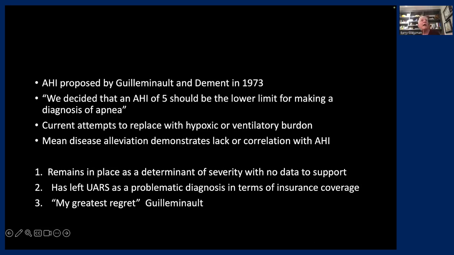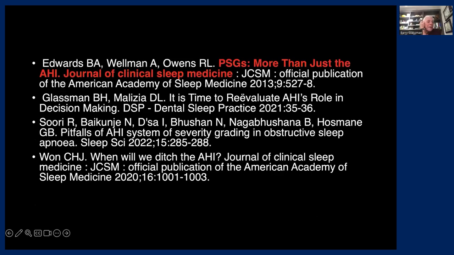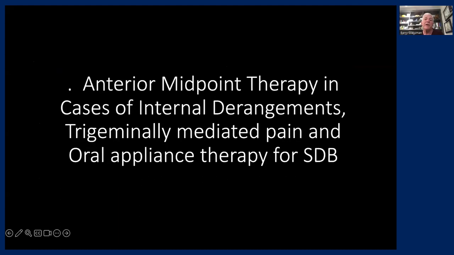It totally left UARS out, obviously, as a problematic diagnosis, and destroyed so many people who needed UARS treatment, because without the AHI criterion many insurance companies won't cover them, which is sad. And before Gimeno died, when interviewed about AHI and the use of 5 as normal, his statement was that it was his greatest regret that he ever did that. Evidence is critically important. I'm going to leave that section out. These are studies, and you will get the PDF if you want, that demonstrate the lack of relationship of AHI to pain.